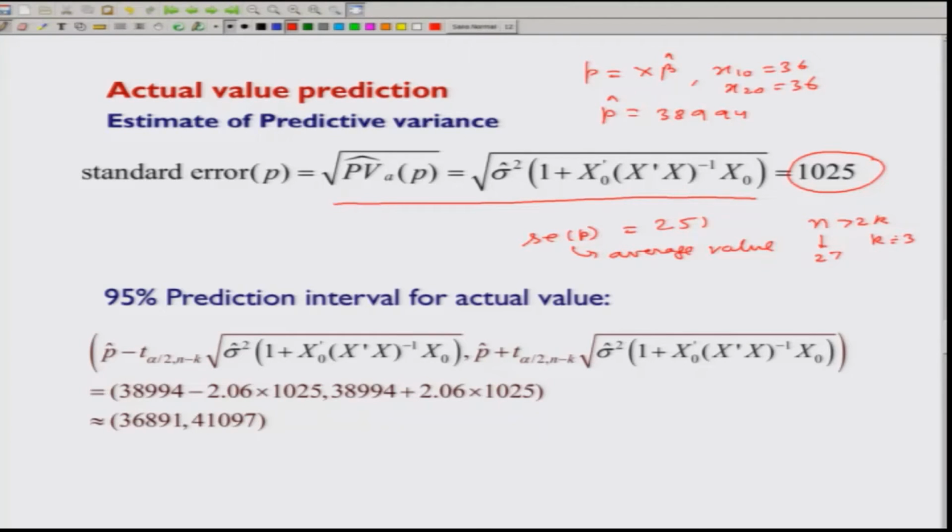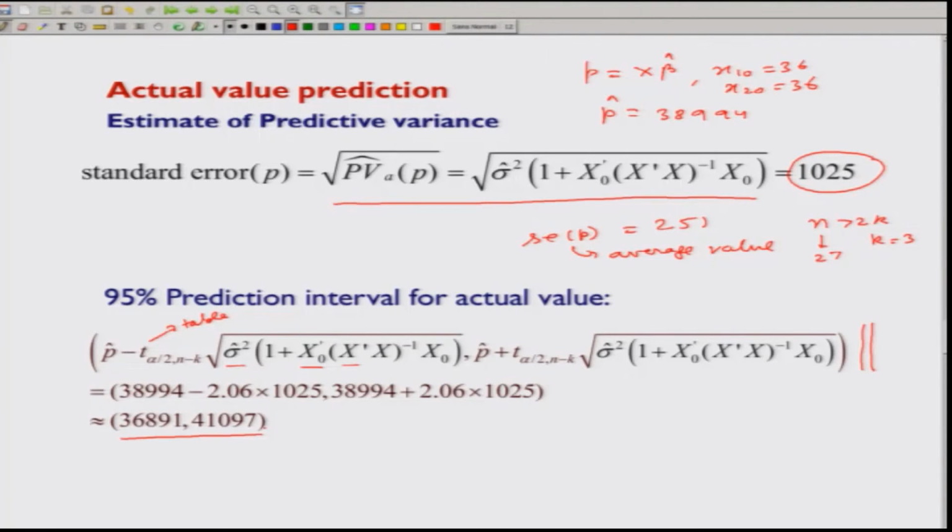Now we try to find out the 95% prediction interval for this actual value, and we had derived the expression of the prediction interval like this under the condition that sigma square is unknown. And now once I substitute the values of x naught, x and sigma square hat, and obtain the t value from the table of t probabilities, we obtain the prediction interval like this.